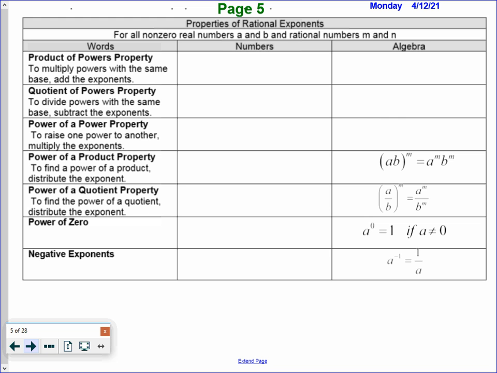So the first property that we have is the product of powers property. What that says is that if you have two powers with the same base and you're multiplying them together, you just add the exponents. For instance, if we have 12 to the 3rd power and we multiply that with 12 to the 2nd power, our bases are the same and you're multiplying them together, so you add the exponents, so we get 12 to the 3 plus 2, or really just 12 to the 5th.